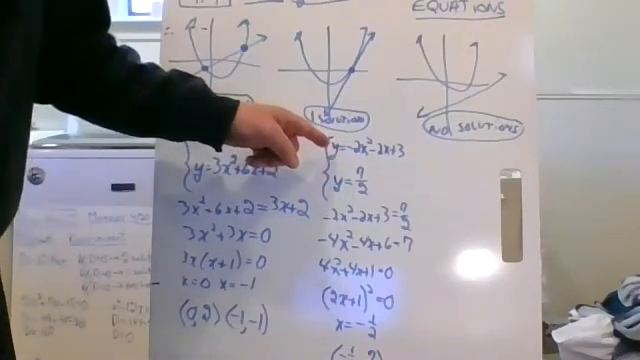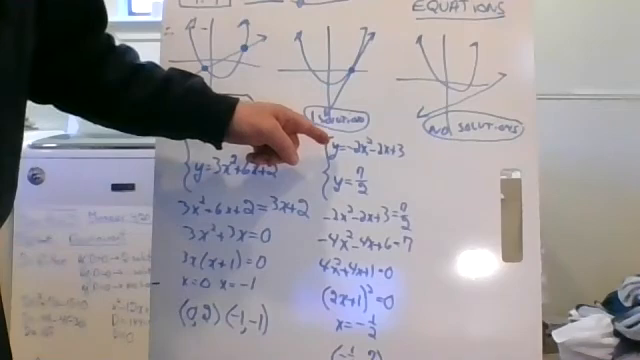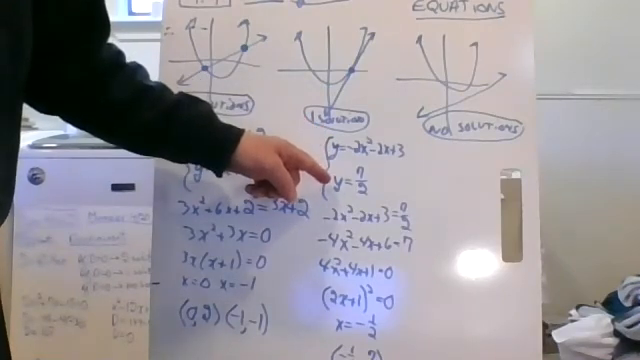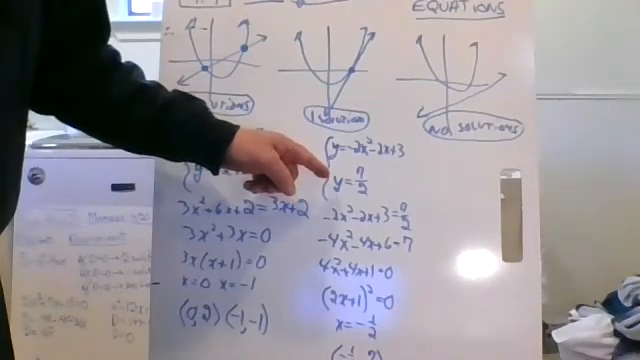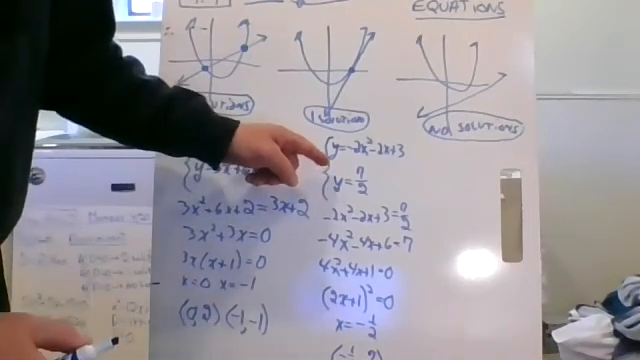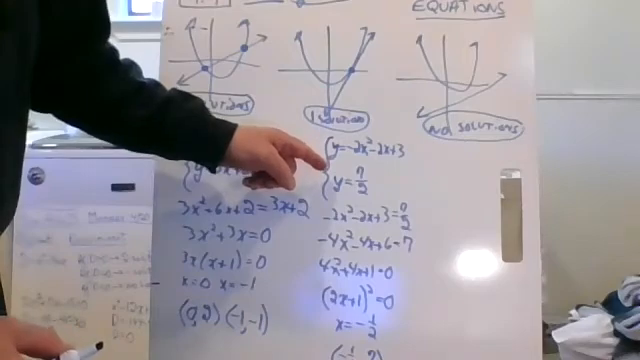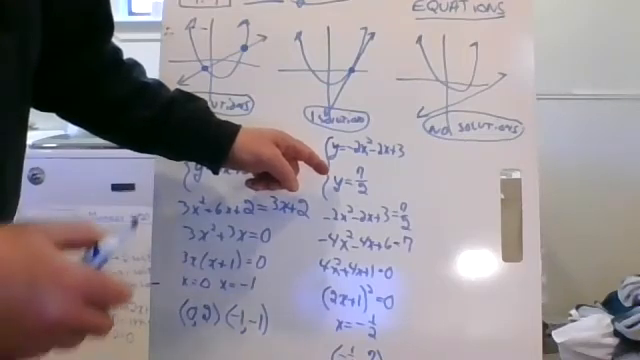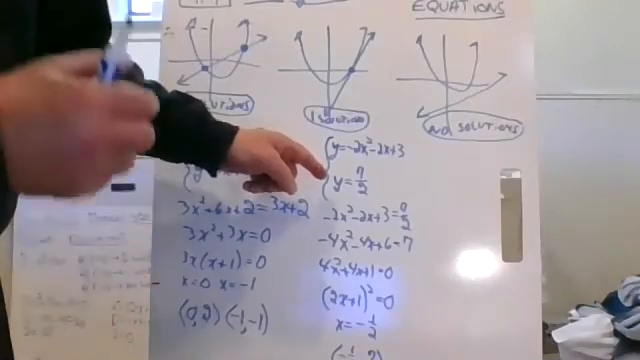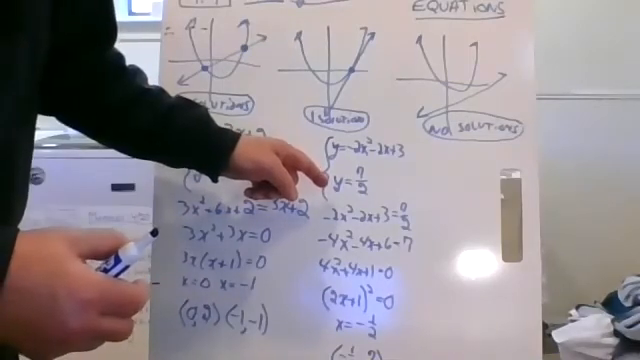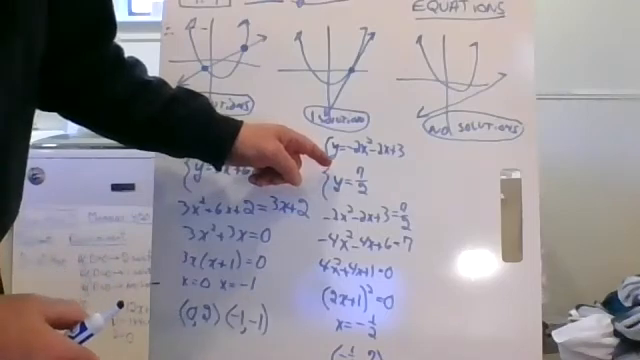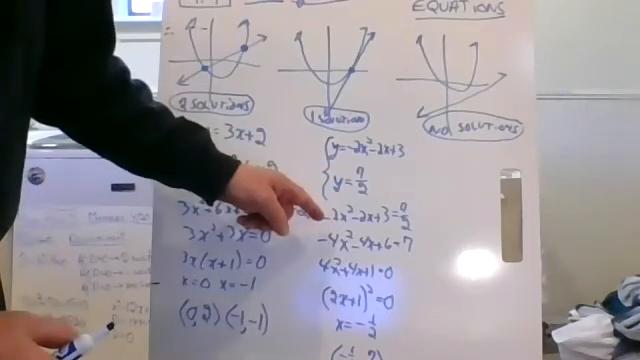So you could go on and put this into your calculator and then put this into your calculator and see how many points of intersection you get. It turns out you're only going to get 1 point of intersection. And then you go to calculate, intersect, to the left, to the right, and come up with the answer. That's doing it by graphing.